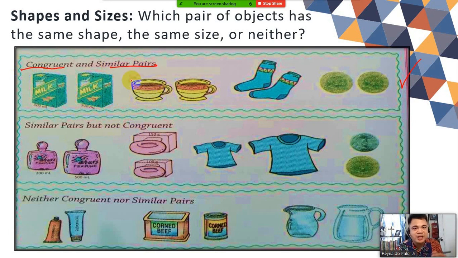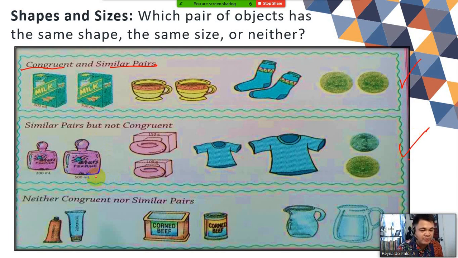For us to say that specific objects are similar and congruent, we have to make sure that their shapes and sizes are similar and congruent as well. Now let's proceed to the second one. Similar pairs but not congruent. How did we say that the following objects are similar pairs? It's because they have the same shapes but not the same sizes. So we can say they are just simply similar but not congruent.